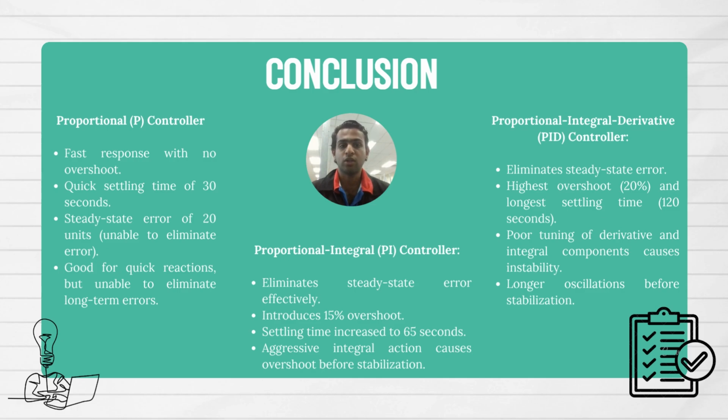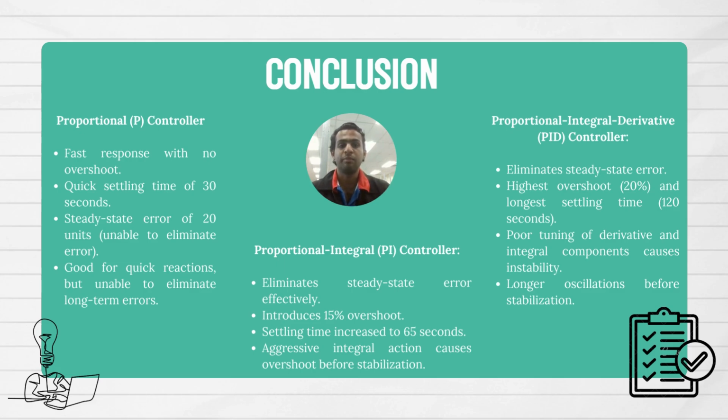Whereas in a PI controller, the steady state error has been successfully eliminated, but the overshoot has increased to 15 percent, introduced together with a settling time of 65 seconds compared to the earlier P controller. This is caused by an aggressive integral action which accumulates over time and causes the system to overshoot before the system has even stabilized.